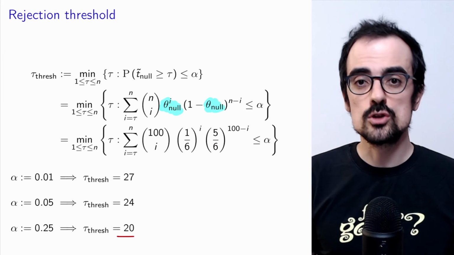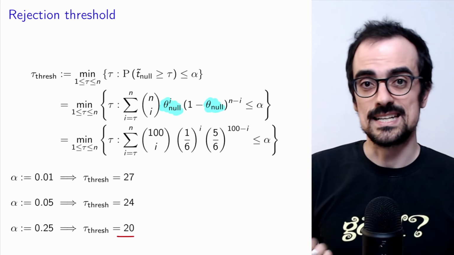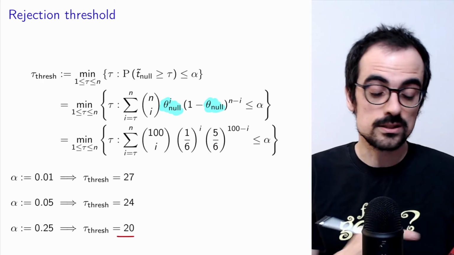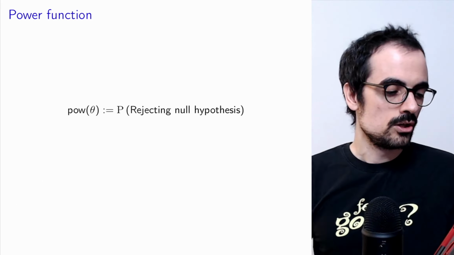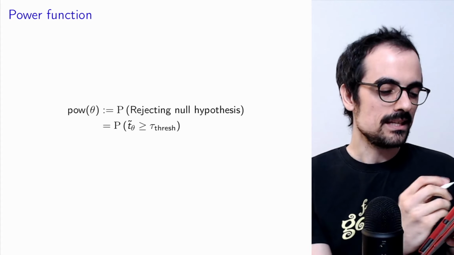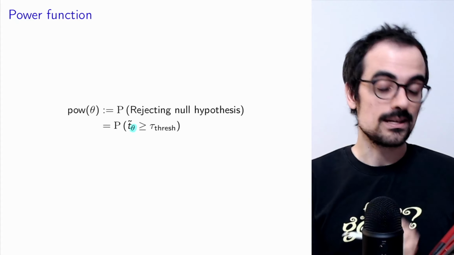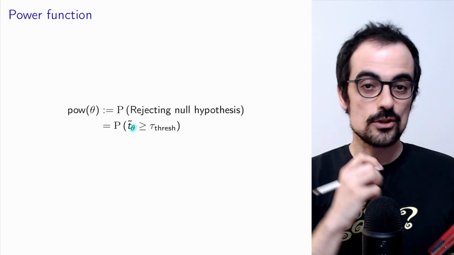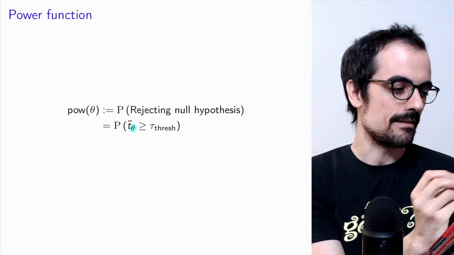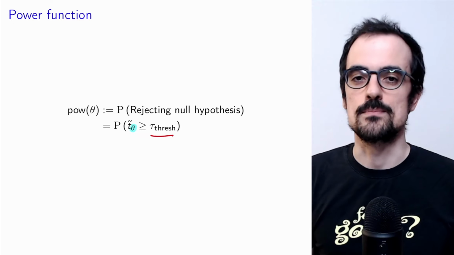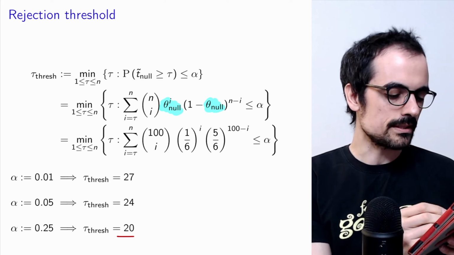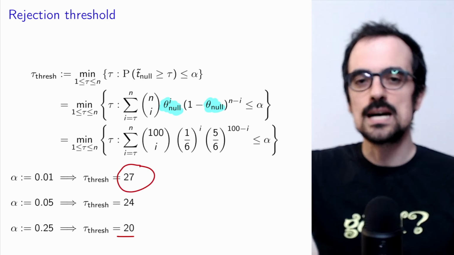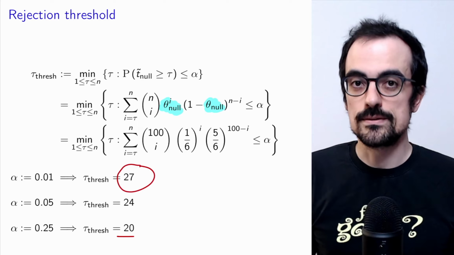Only depends on the values of the parameter for the null hypothesis. But now the power function gives us information about any value of theta. So we want the probability of rejecting the null hypothesis for any value of theta. That's the probability that the test statistic for any value of theta, it's no longer just for the null hypothesis, is greater or equal to the threshold that we have found using the null hypothesis. For example, for 0.01, what's the probability that for some other value of theta we're above 27? This is how we find the power function.